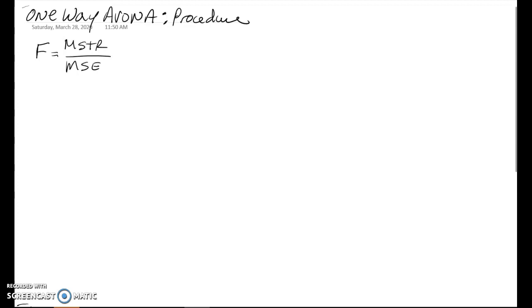Keeping in mind, when we talk about the treatment, we're talking about the variation among all the different populations that we have. And in the denominator, when we're talking about the error, we're talking about the variation within each population that we have. With an analysis of variance, we're looking to see if the means of those populations are the same or if there's differences among the means.